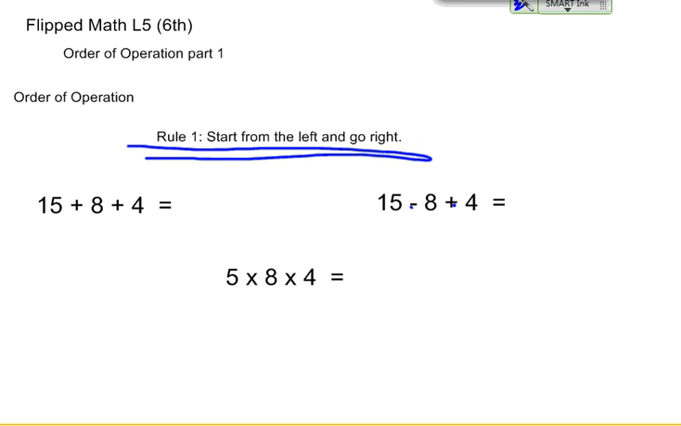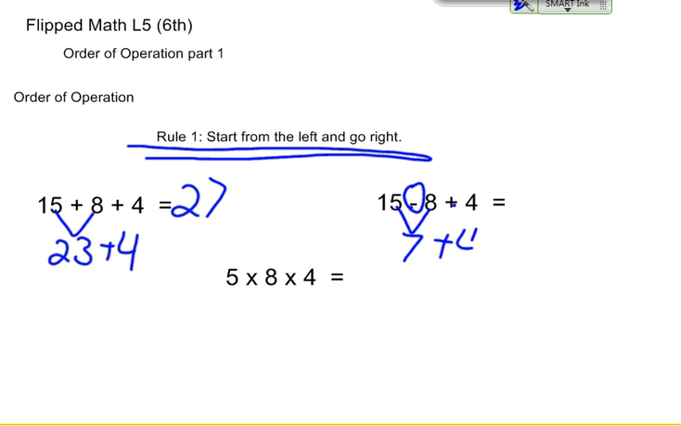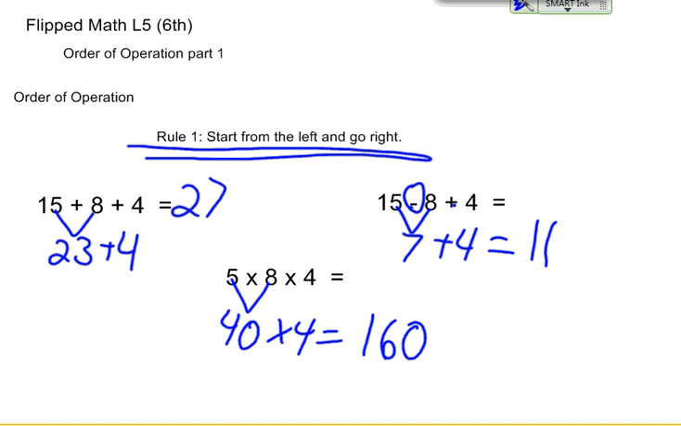All right. So if we go to the first problem, 15 plus 8, going from left to right, 15 plus 8 is 23. And then we're going to add a 4, and that's going to give us a total of 27, left to right. Okay, left to right again, 15 minus 8. Keyword minus, right? We have a 7 plus a 4 is going to give us an 11. Same things apply with multiplication, right? Left to right, you can go 5 times 8, which of course is 40, and then we multiply by 4 again, which is going to give us an answer of 160. So we see rule number 1 going from left to right.